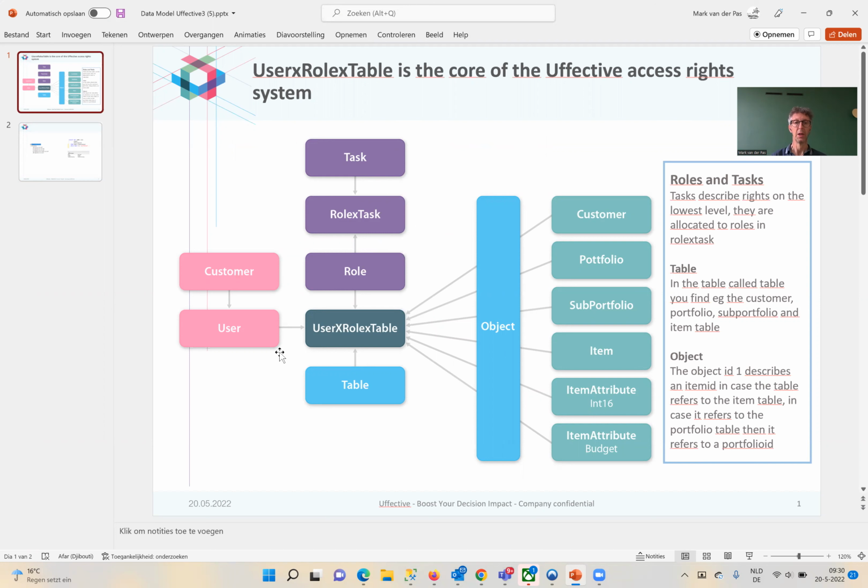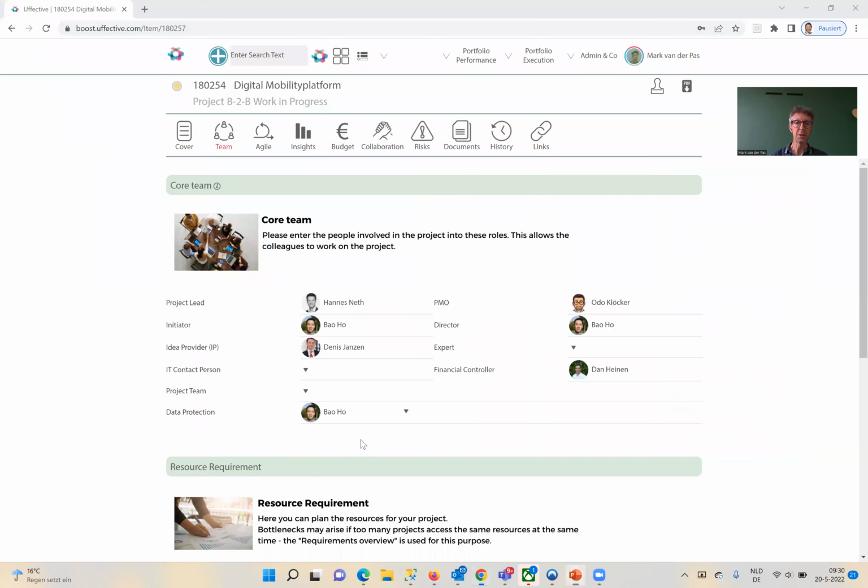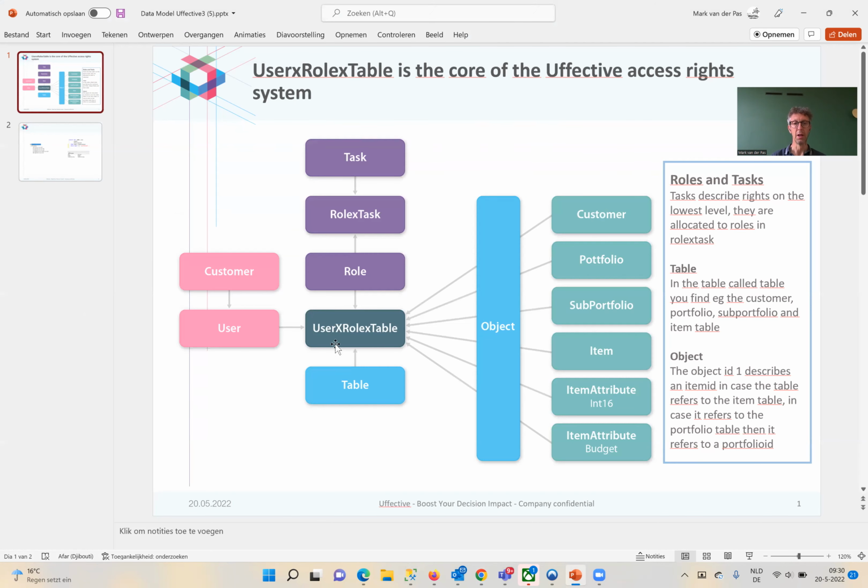than one role. So if you go back to the user role table, we have one user ID and we have a role ID. Then we've got this table ID and this object ID. In this case, Hannes is in this role for this item. So there is an item with this ID, and in this item ID, Hannes is in this role. How do we present that in the user role table? We say Hannes is in a certain item, and we have to know that it's an item, and for that we use the table.